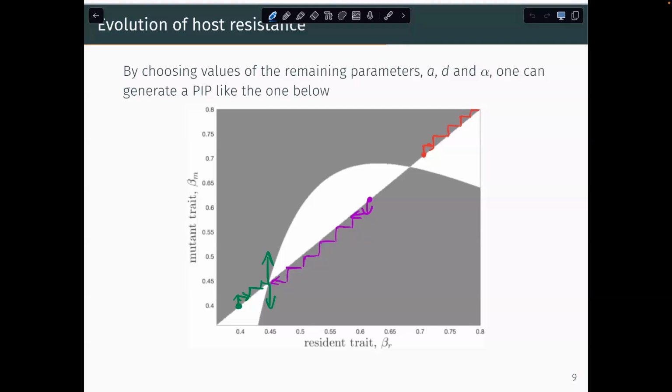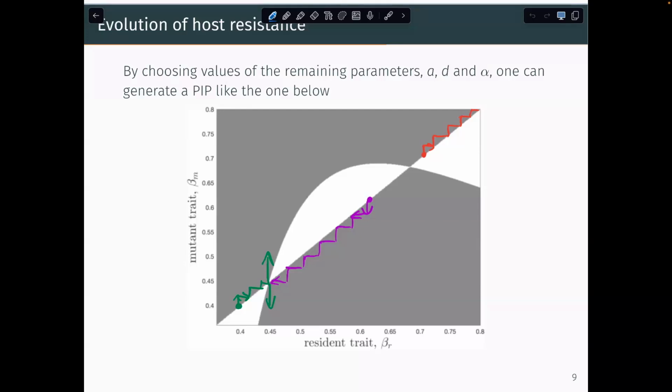And either way, some hosts choose to become more susceptible and have a higher reproduction rate. And some choose to become more resistant and have a lower reproduction rate, and they both coexist. Then the dynamics is going to change after that. They're going to coexist. Yeah.